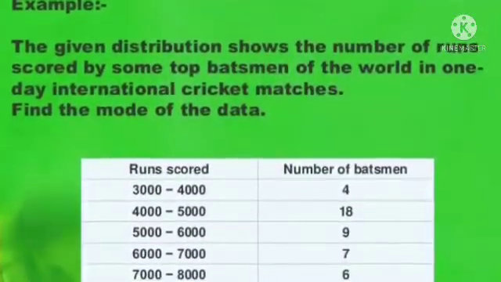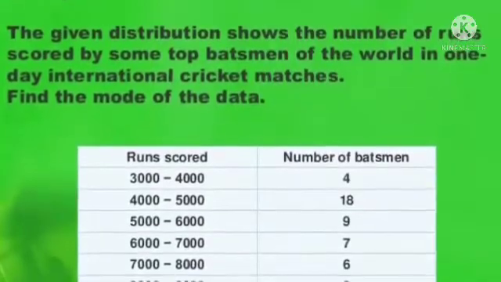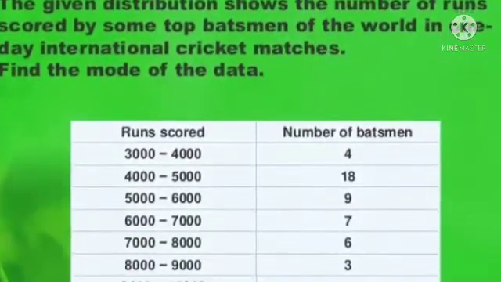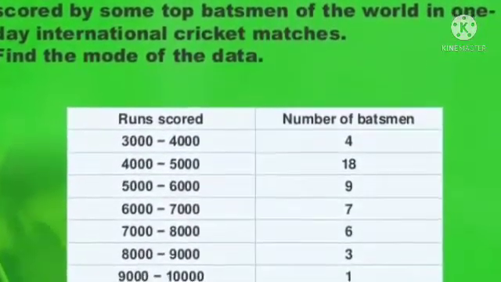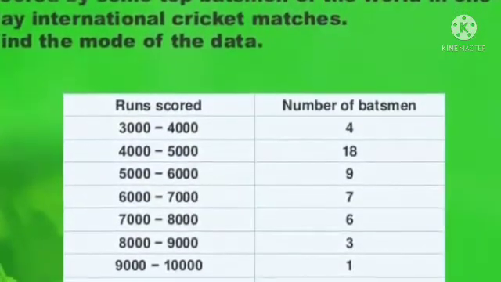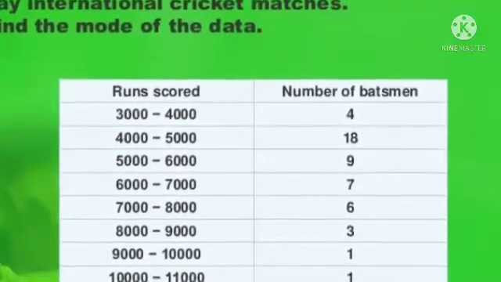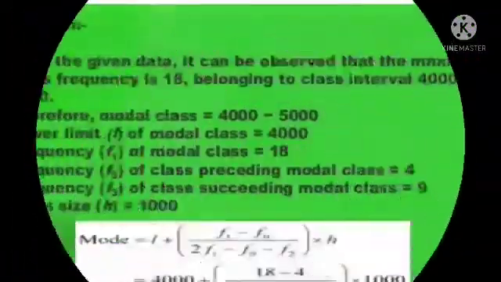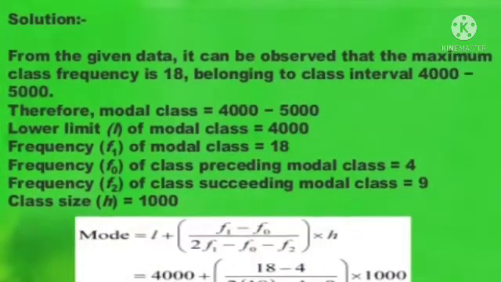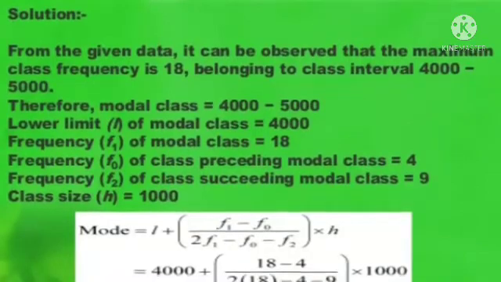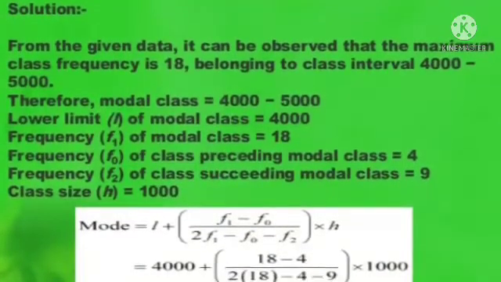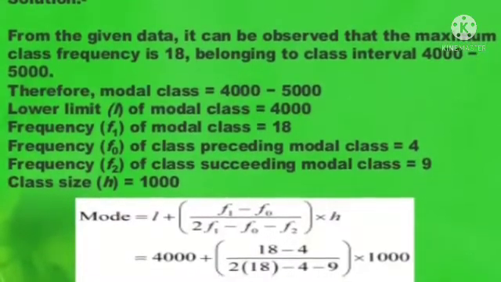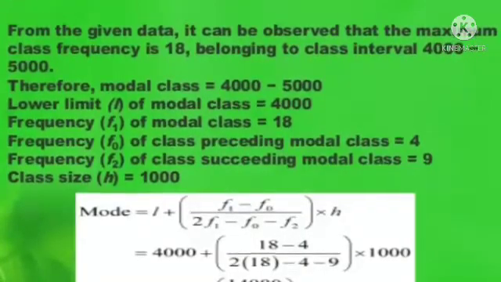Example: the given distribution shows the number of runs scored by some top batsmen of the world in one-day international cricket matches. Find the mode of the data. Solution: from the given data, it can be observed that the maximum class frequency is 18, belonging to class interval 4000 till 5000. Therefore, modal class is equal to 4000 till 5000.